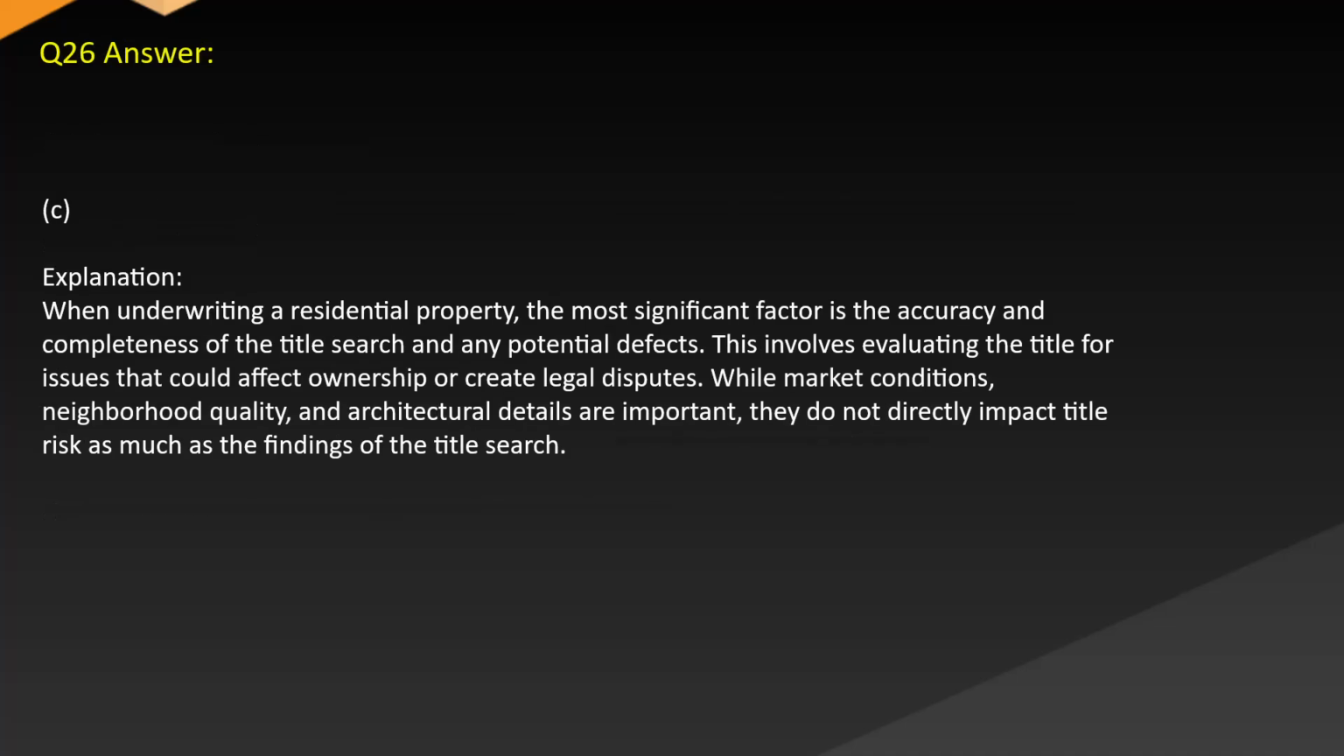Answer C. Explanation. When underwriting a residential property, the most significant factor is the accuracy and completeness of the title search and any potential defects. This involves evaluating the title for issues that could affect ownership or create legal disputes. While market conditions, neighborhood quality, and architectural details are important, they do not directly impact title risk as much as the findings of the title search.